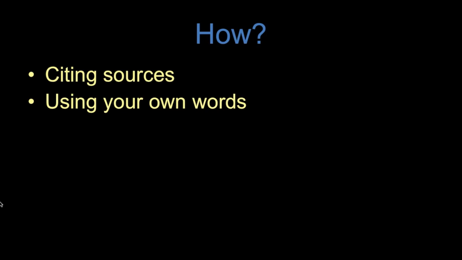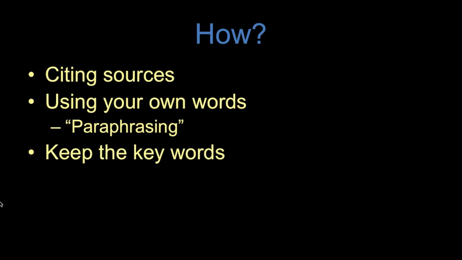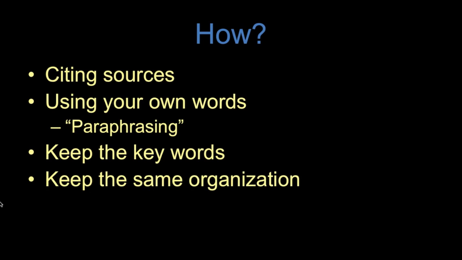So how is a summary done? As we said, you need to cite the sources or give pointers in your writing to show where it comes from. Say the same thing, but in your own words. This is what we call paraphrasing. Sometimes keeping some key words from the original text helps to convey the same information. And using the same organization of the original also helps.